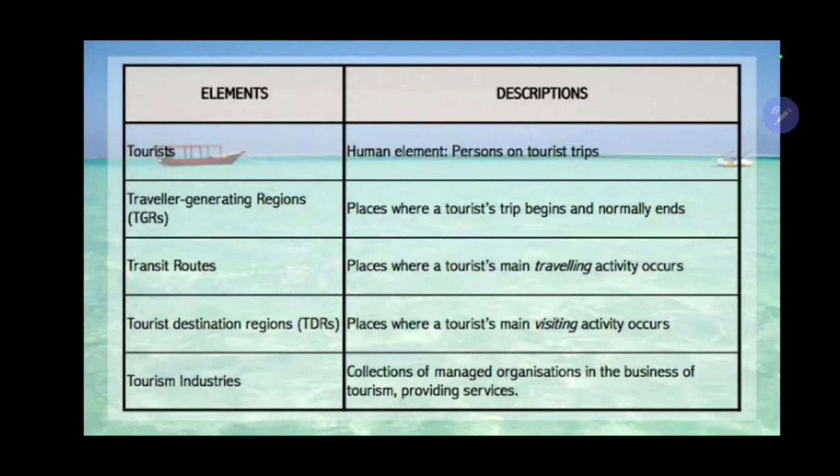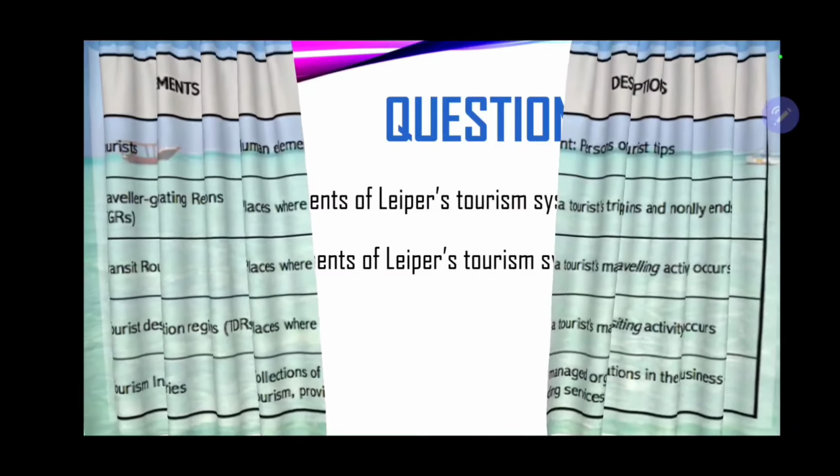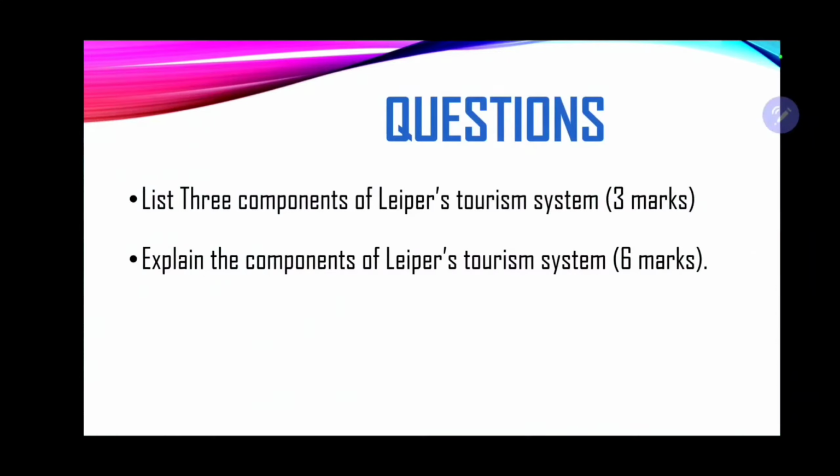Good. And the tourism industry refers to the collections of managed organizations in the business of tourism providing services. Good. And all of these elements work together for us to understand the tourism system and its components. Now, let us look at our questions. Number 1, list 3 components of Leiper's tourism system. And that is 3 marks.